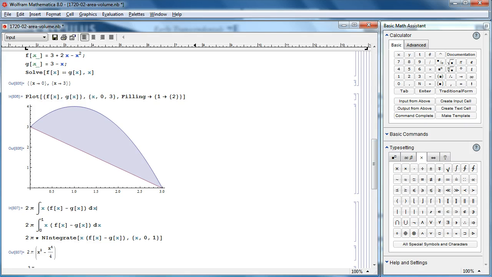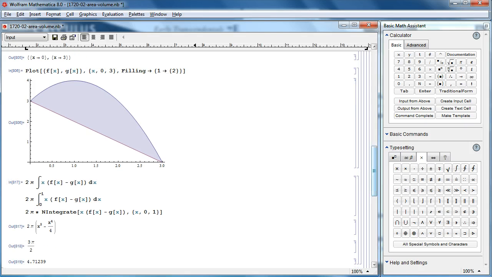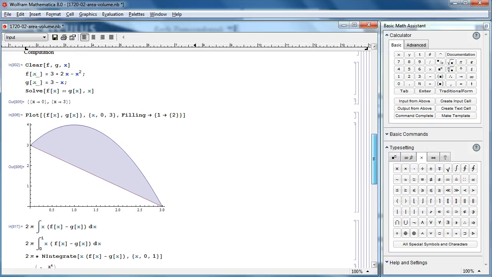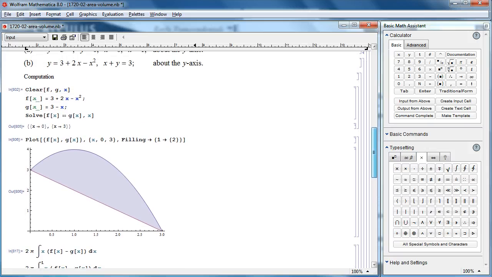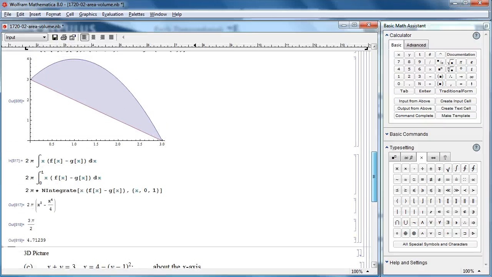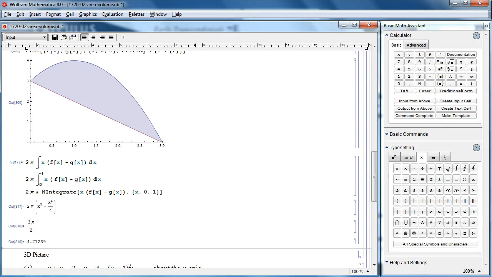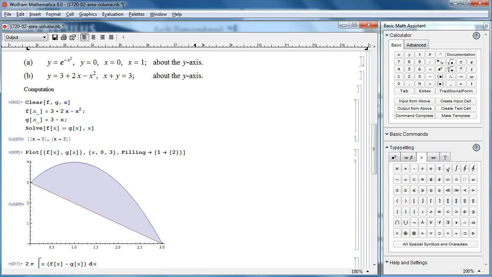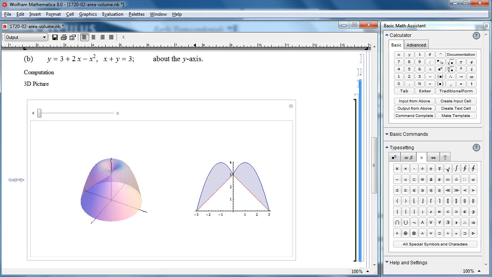Well, this is going to be an elementary computation, so I'm going to leave the detail to students. Upper function minus lower function: 3 plus 2x minus x squared minus, in parentheses, 3 minus x, and integrate it, applying the fundamental theorem. If you do it right, you're going to get 3 pi over 2. By the way, here's the visualization.